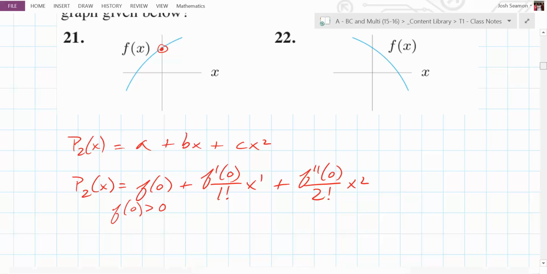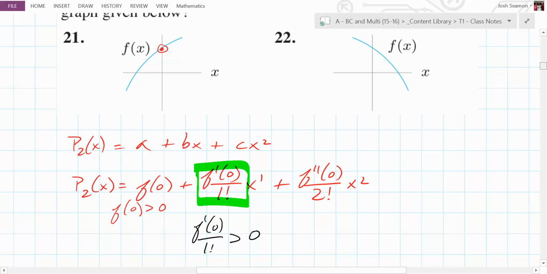F prime of 0 over 1. What can you tell me about f prime of 0 over 1 factorial? You know it's positive, because the derivative here, it's increasing. The slope is greater than 0. So you know f prime of 0 is positive. A positive number divided by 1 is positive.